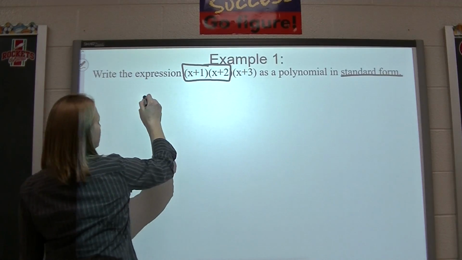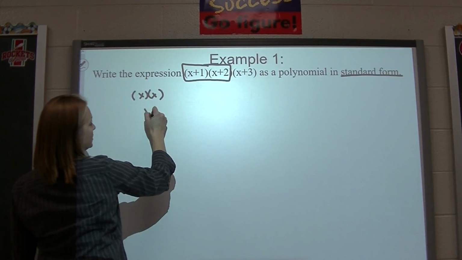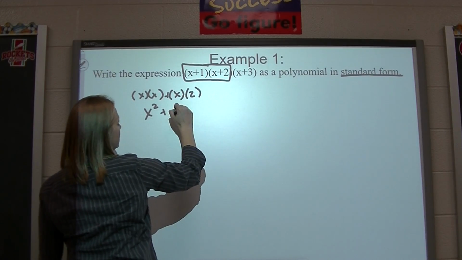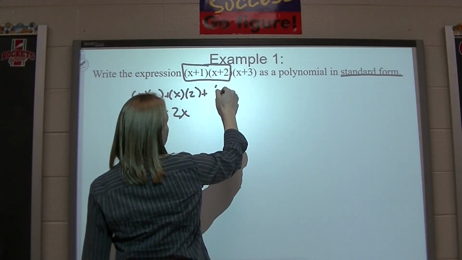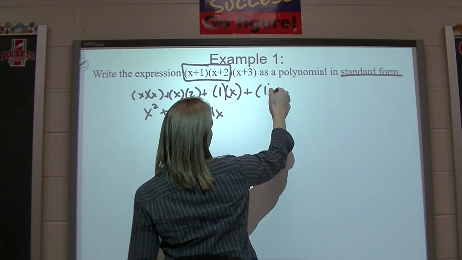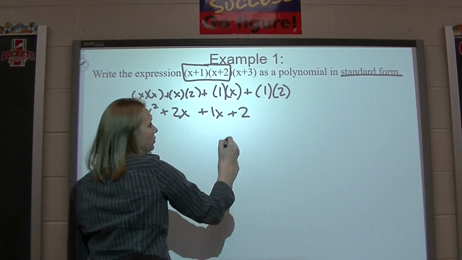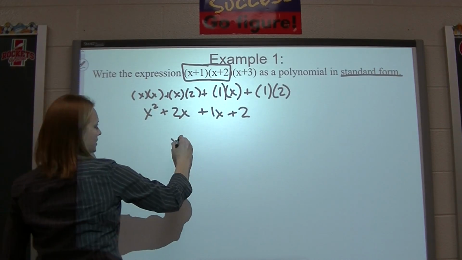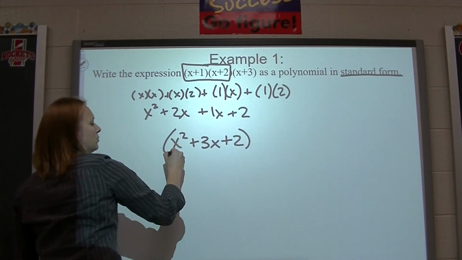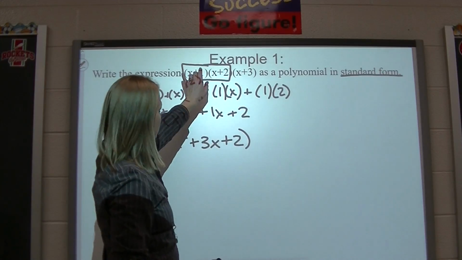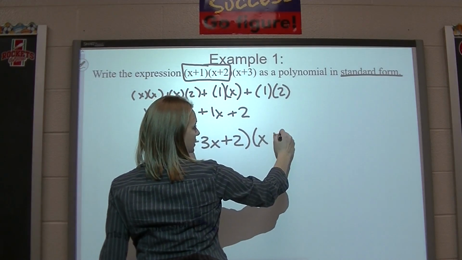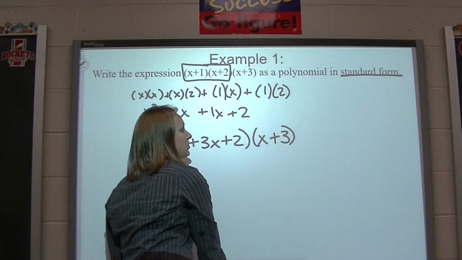So x times x gives us x squared, and then plus x times 2 gives us 2x, and then plus 1 times x gives us 1x, and then plus 1 times 2 gives us 2. Okay, now I can simplify this and I'll have x squared plus 3x plus 2, but that's not my answer. That's what those 2 multiply to. So I also have to take this and multiply it by x plus 3.